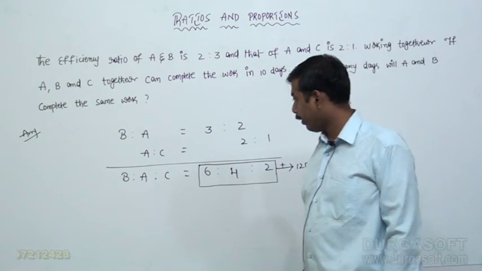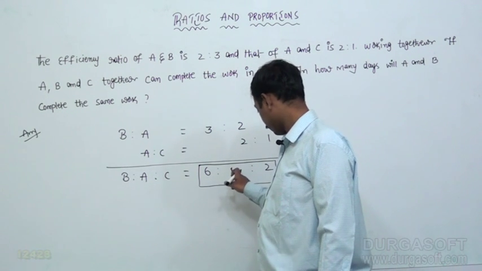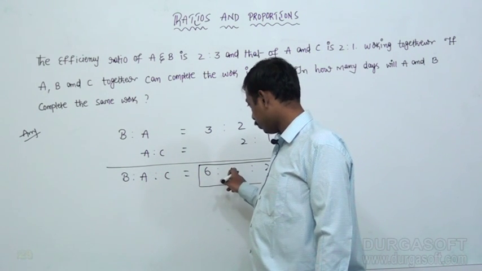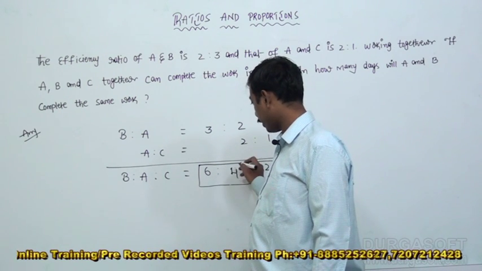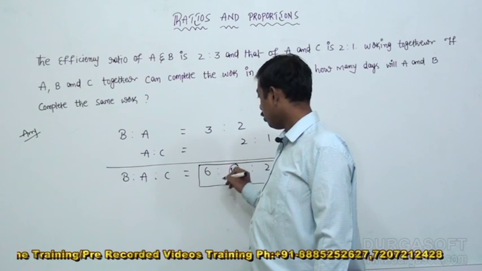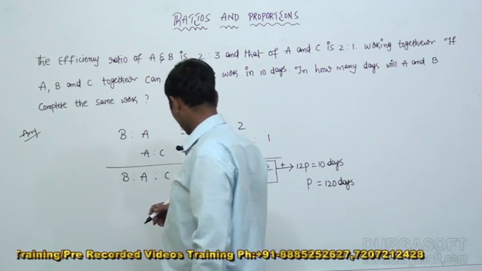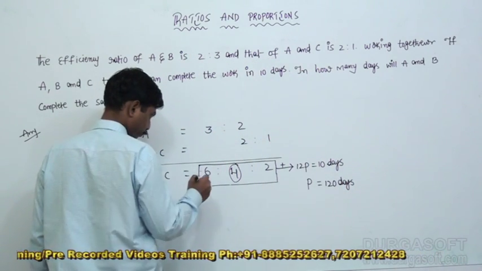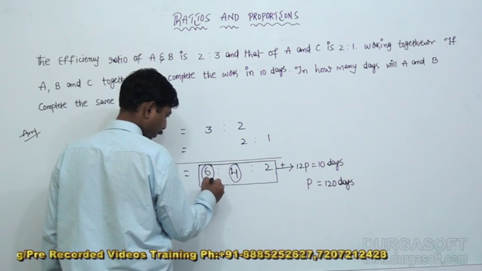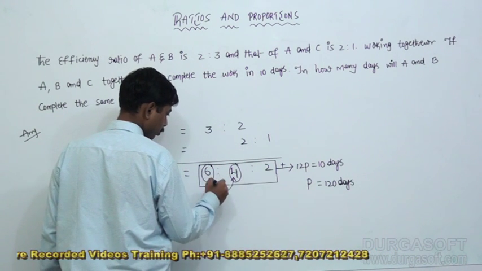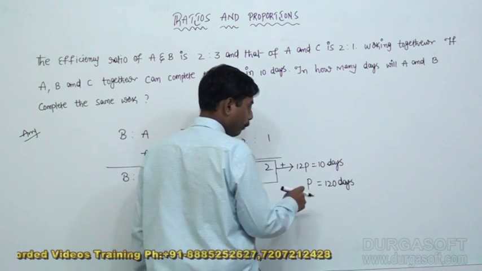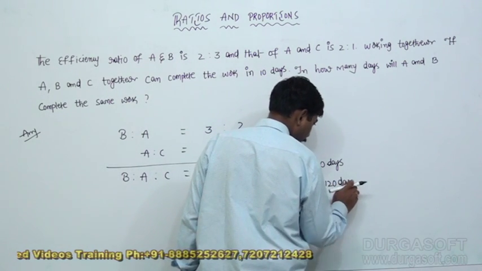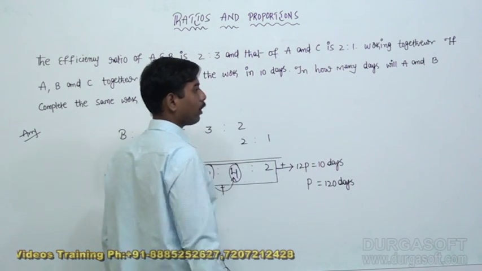Already we know, A needs how many parts? A's efficiency is 4 parts, B's efficiency is 6 parts. 4 plus 6, that is how many parts? 10 parts. One part needs 120 days, my dear guys.